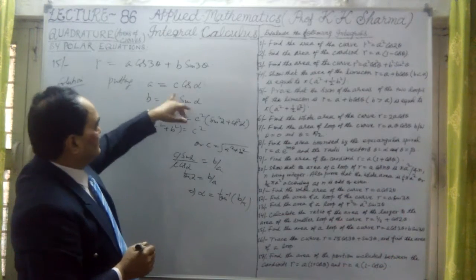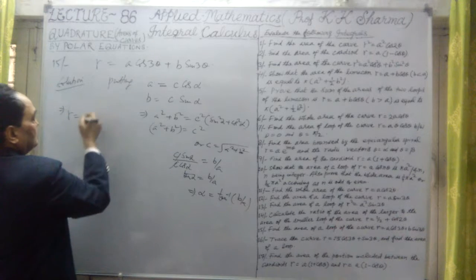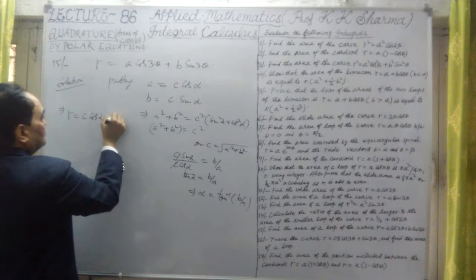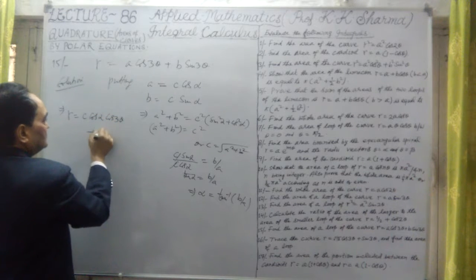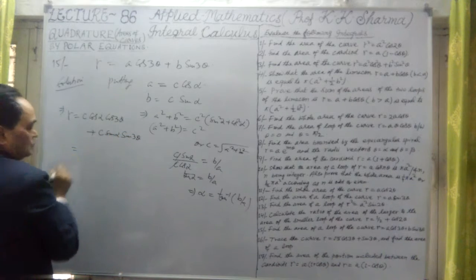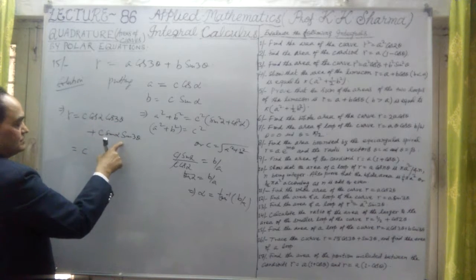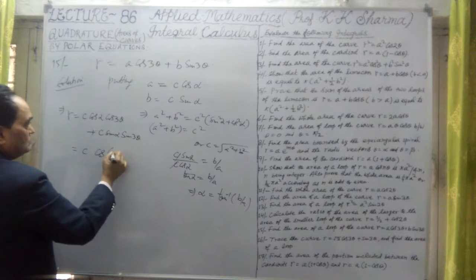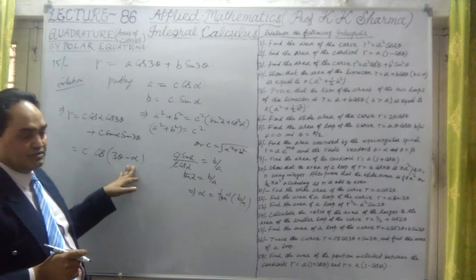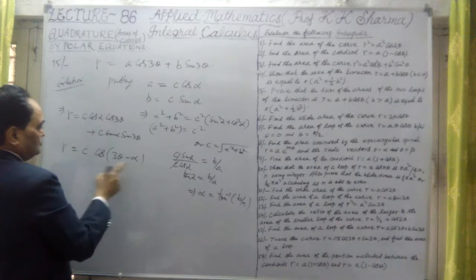Now if I substitute these values in this equation, r is equal to C cos alpha cos 3 theta plus C sin alpha sin 3 theta. Taking C common, it is cos A cos B plus sin A sin B, that means cos of 3 theta minus alpha. This is the value here. So this is the same kind of equation as cos 3 theta.